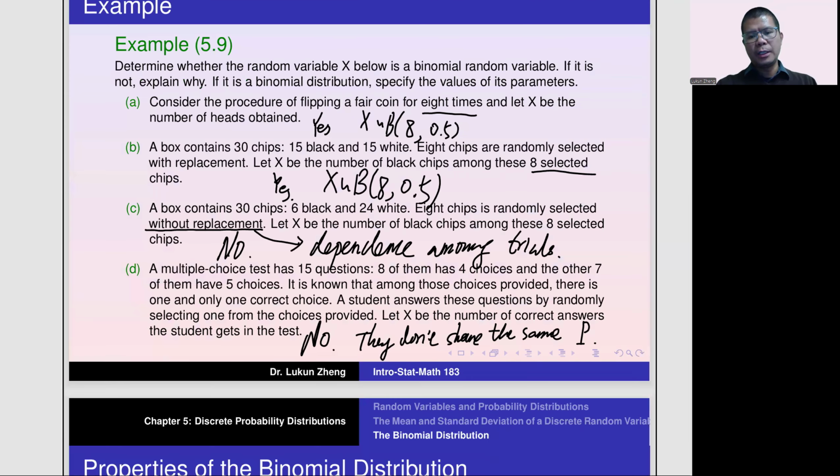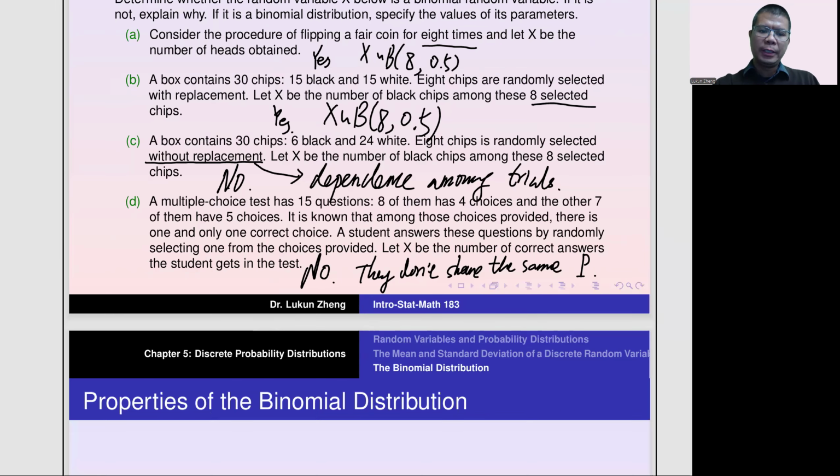So these are the different examples, all right? Is it a binomial random variable? You've got to determine, right? Yes or no? If yes, what are the parameters? What is the value of n? What is the value of p? If not, why not? So we've got to figure that one out.